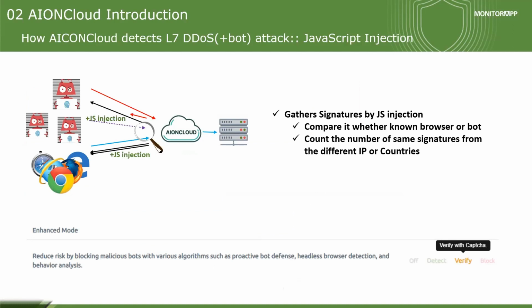So next one is JavaScript injection. Ion Cloud provides JavaScript injection. Ion Cloud monitors the response traffic and adds the JavaScript injection. And based on this information, we can detect whether the client is a bot or a browser. So if you enable this function, we can detect advanced bots, because most bots cannot understand JavaScript.